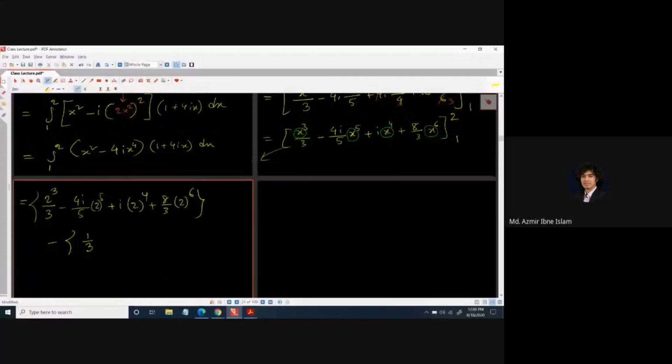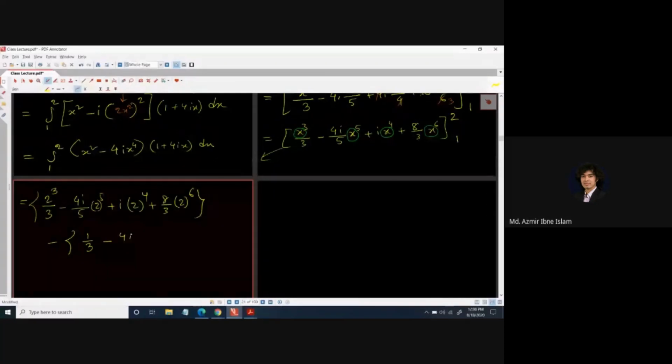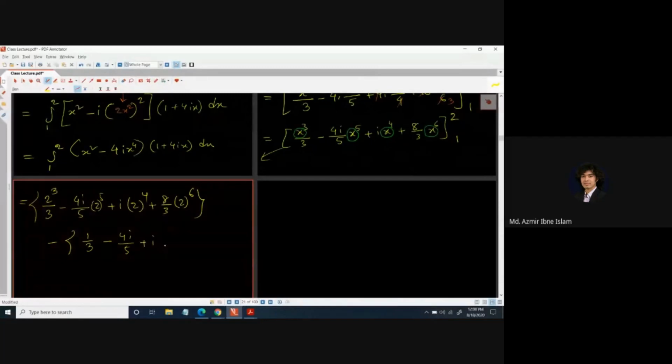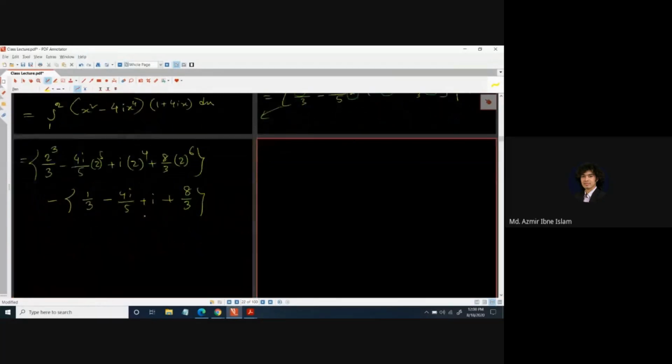We have already found the antiderivative. 1 cubed by 3, that is 1 by 3, negative 4i over 5 times 1 to the power 5. So I am not writing it out, I am writing directly. Plus i times 1 to the power 4, that is just i. Here we have 8 over 3. Okay, so we have found up to this one.